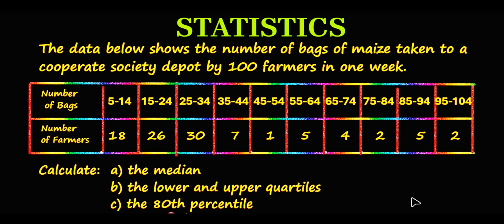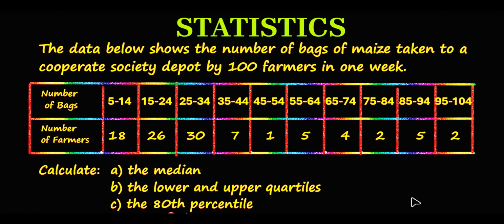In this video, we're going to learn how to determine the median, the lower and upper quartiles, and some percentiles. And we have an example that we're going to use for this purpose. The data below shows the number of bags of maize taken to a corporate society depot by 100 farmers in 1 week. Then we're given the number of bags and the number of farmers. And you're required to calculate the median, the lower and upper quartiles, and the 80th percentile.